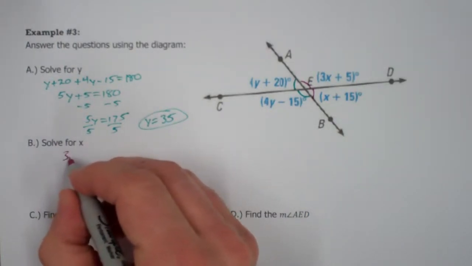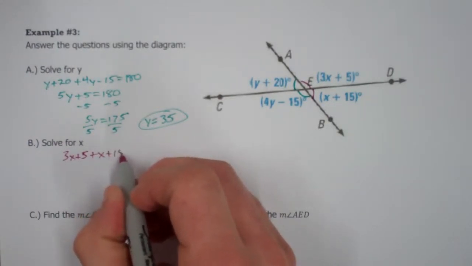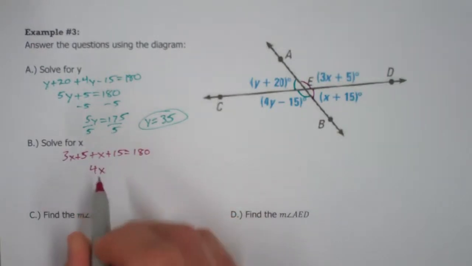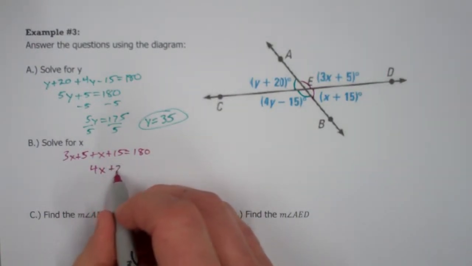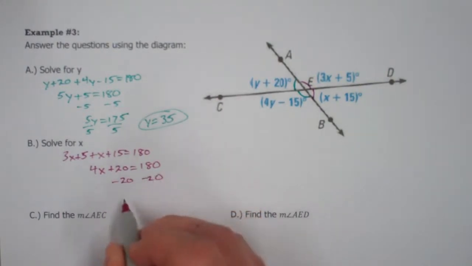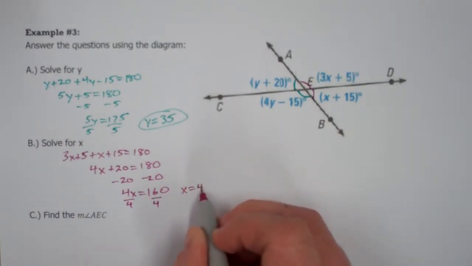So we can add 3x plus 5 plus x plus 15 and get 180. 3x and x is 4x. 5 and 15 is 20. We'll subtract 20 from each side. 4x is equal to 160. Divide by 4, and x will be 40.